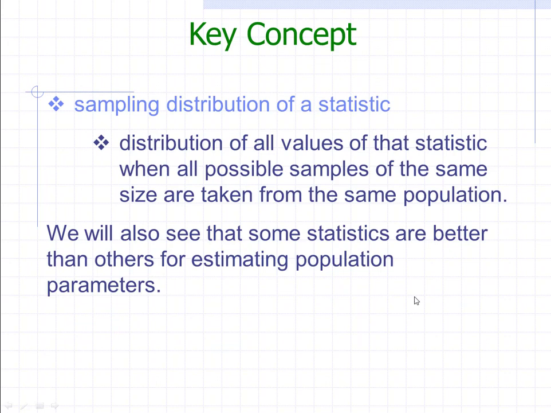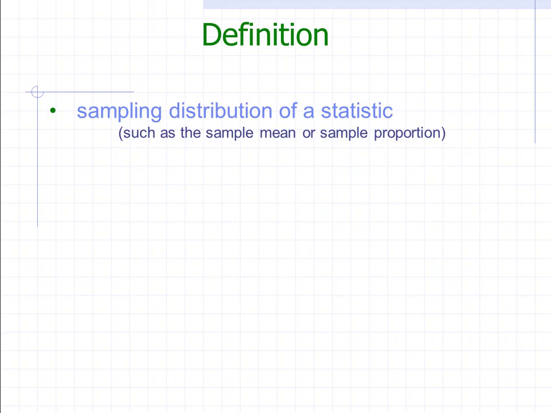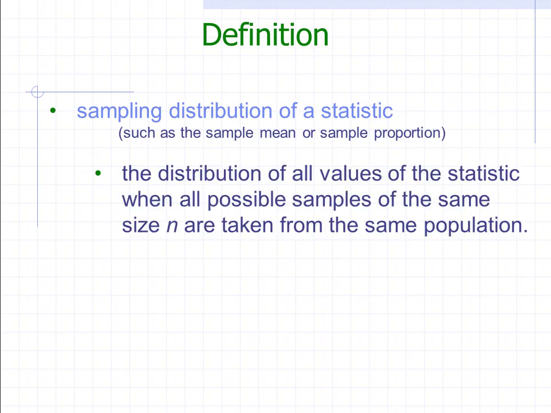So we're going to be looking at sampling distributions of a statistic, and that is the distribution of the value of the statistic when taken from all possible samples of the same size from the same population. And we're going to look at how these statistics estimate the parameter. So what is the sampling distribution of a statistic, such as a sample mean or sample proportion? Well, like I just said, it's the distribution of all values that the statistic can take when all possible samples of the same size are taken from the same population.